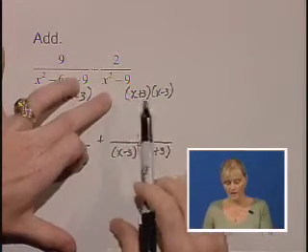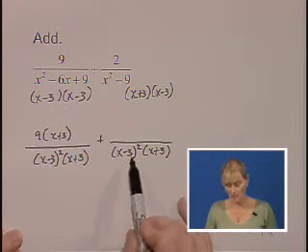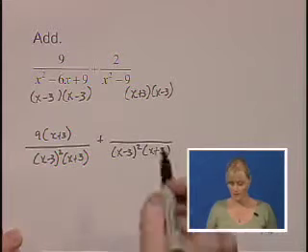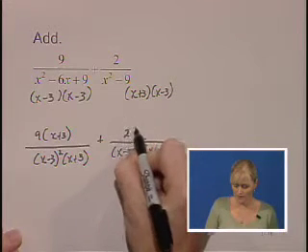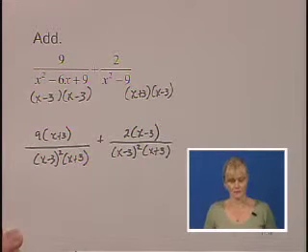Coming over to our second fraction, we have an x plus 3 and an x minus 3, but notice in our LCD we need two x minus 3's. So I'm going to have to adjust my numerator by the binomial times x minus 3.